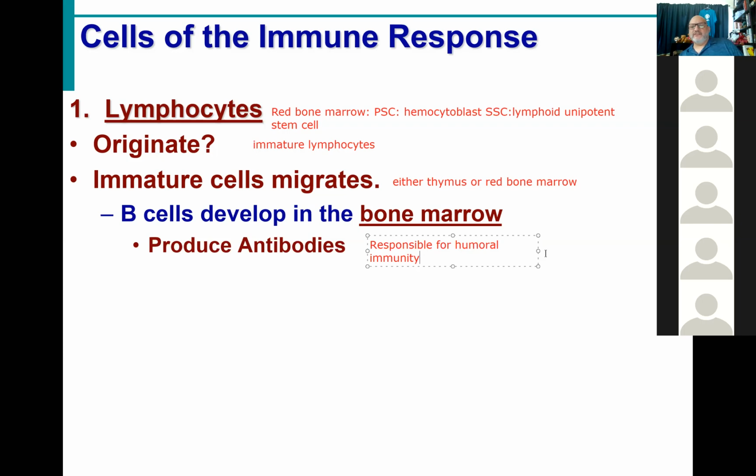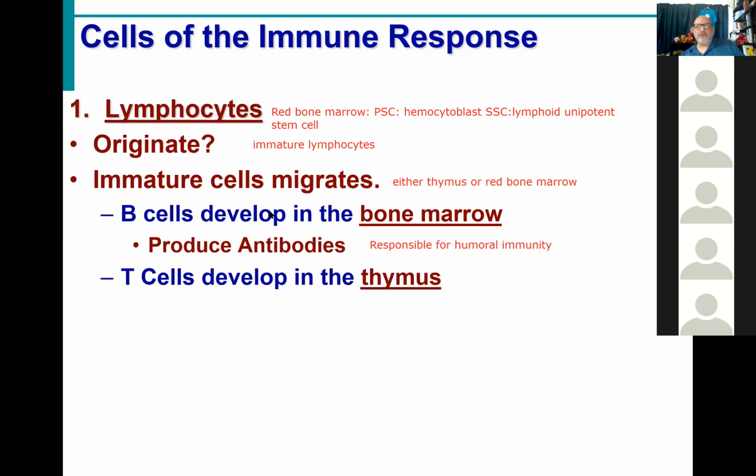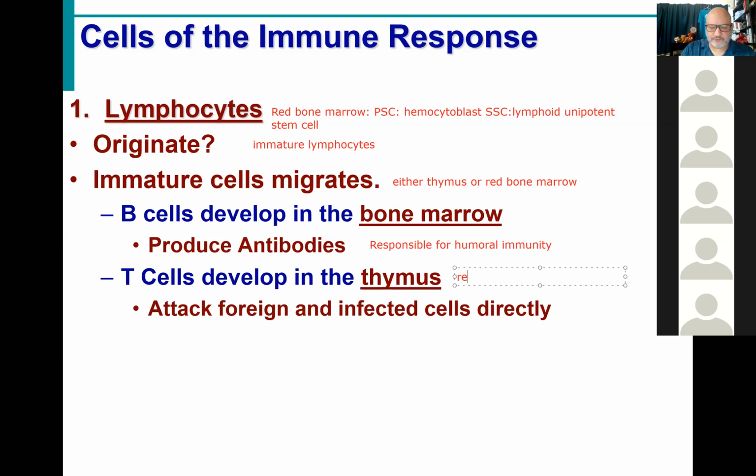And they are the ones that end up producing antibodies. Whereas the T cells that develop in the thymus are the ones that are responsible for our cellular immunity. And they are the ones responsible for that hot cell-on-cell action, attacking foreign, infected, and abnormal cells in the body. All right.